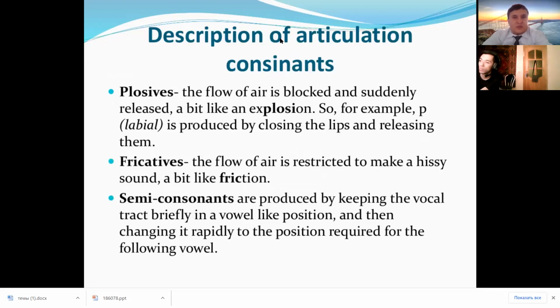So, description of articulation of consonants. Okay, plosives, fricatives, semiconsonants. Plosives: the flow of air is blocked and suddenly released, a bit like an explosion. For example, p is produced by closing the lips and releasing them. Fricatives: the flow of air is restricted to make a hissy sound, a bit like friction. Semiconsonants are produced by keeping the vocal tract briefly in a vowel-like position and then changing it rapidly to the position required for the following vowel.